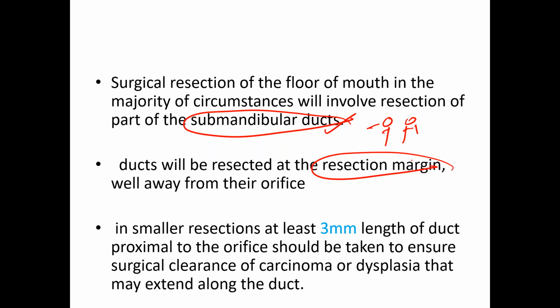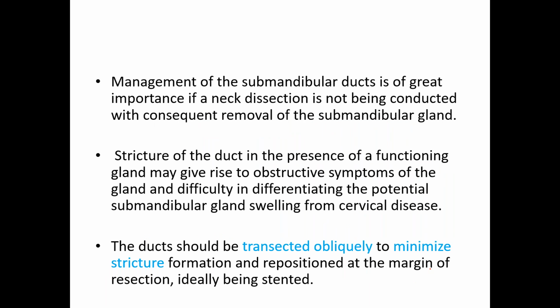So you have to set the margin away from the orifice. In smaller resections, at least 3 millimeters of duct should be taken to ensure surgical clearance, because they think dysplasia might enter inside it. The submandibular duct is of great importance if neck dissection is not being conducted. For example, if neck dissection is not being done, the submandibular duct should be managed properly. If not, there is residual tumor.